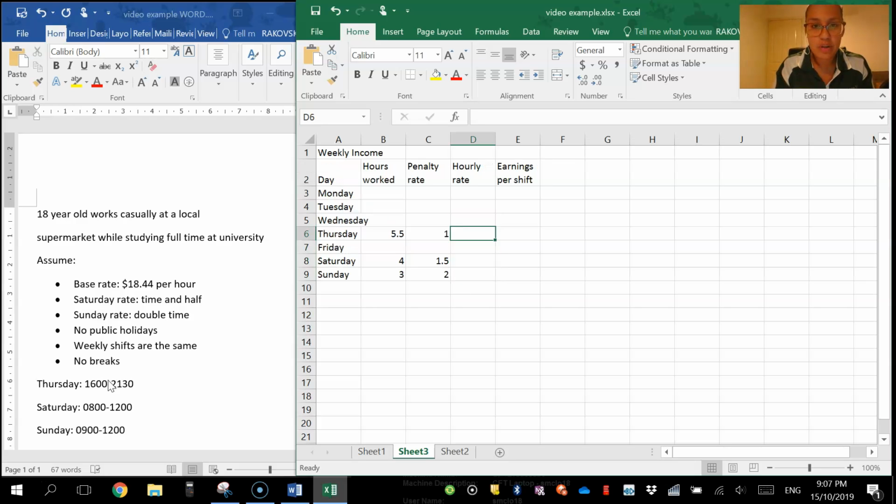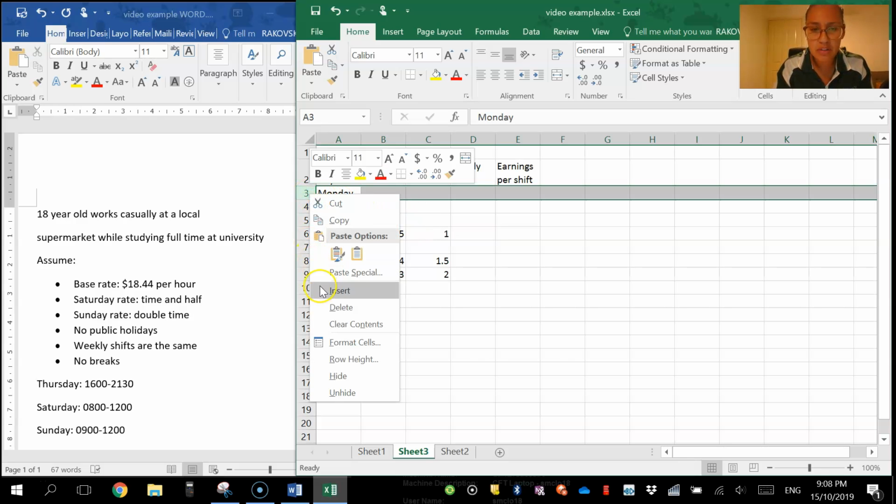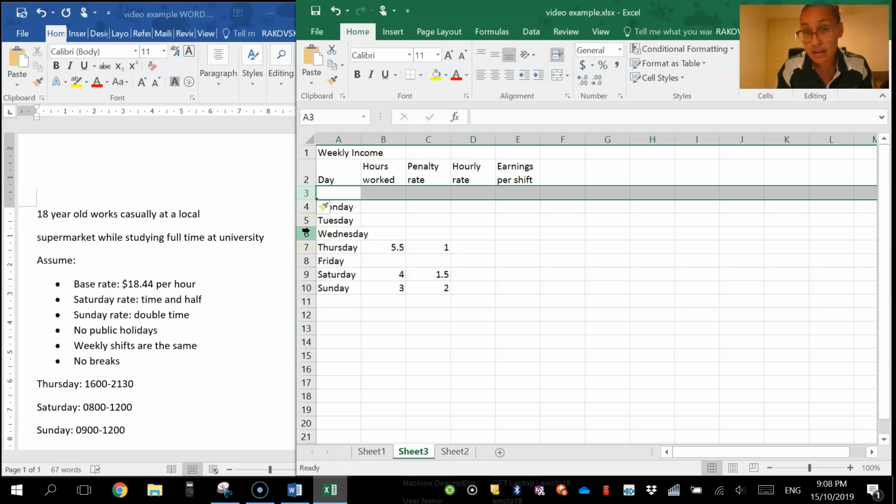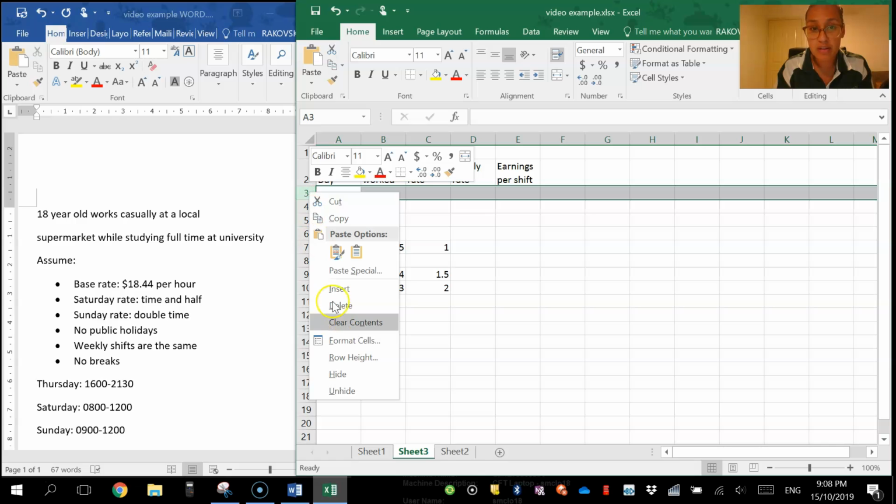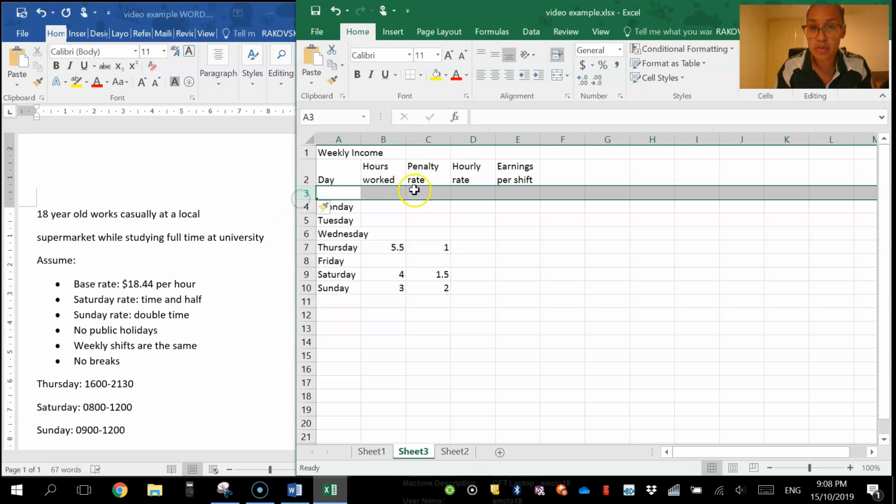Okay, so we're going to look at calculating the hourly rate, but how we do that is that I have, as usual, forgotten something. So I'm going to insert, so that's with the right click. I move my mouse here, and I hit right click and I hit insert, just for those that weren't too sure what I was doing.